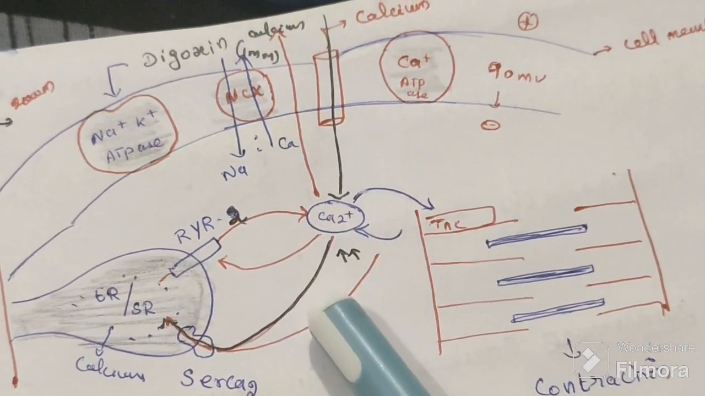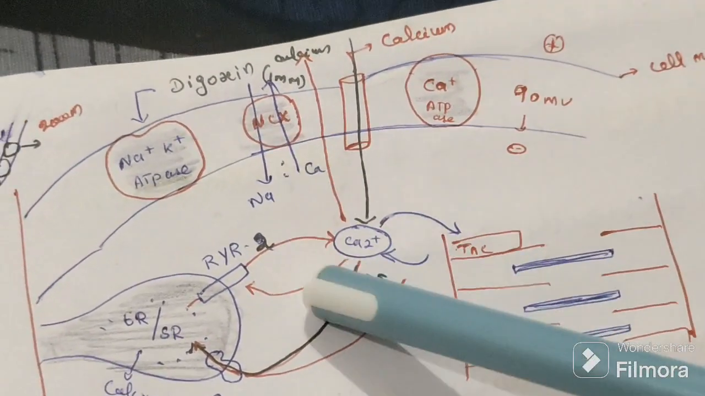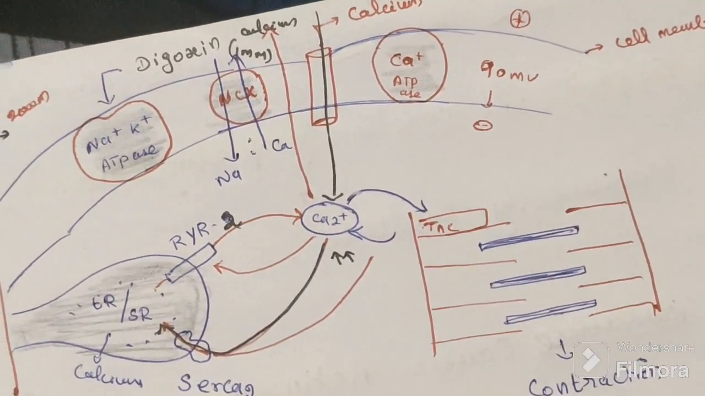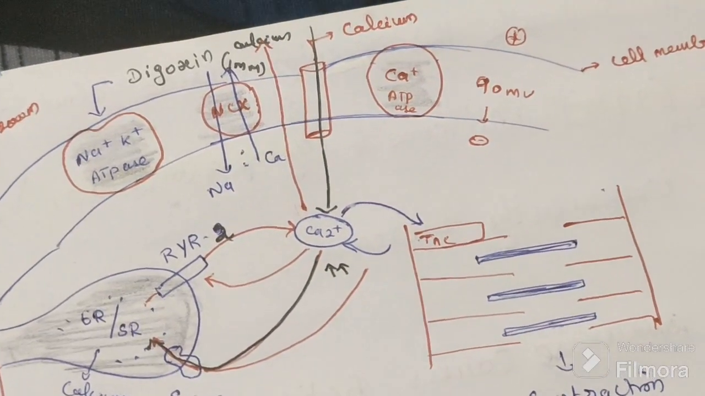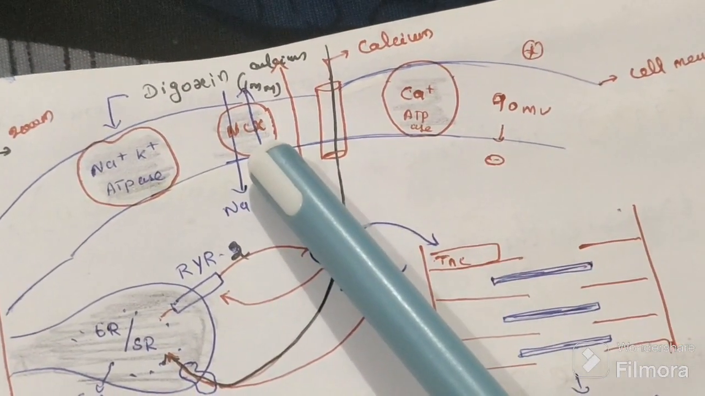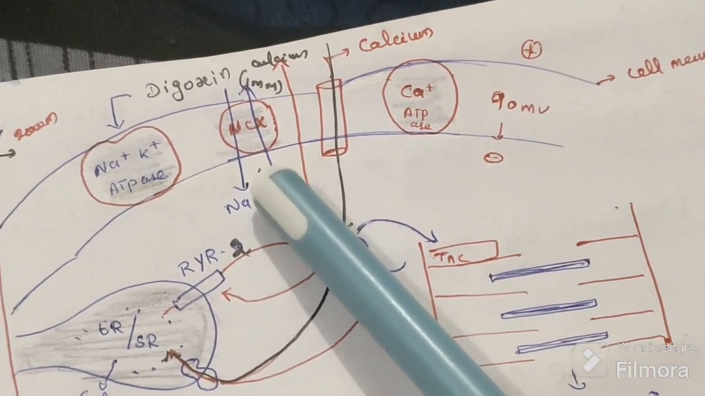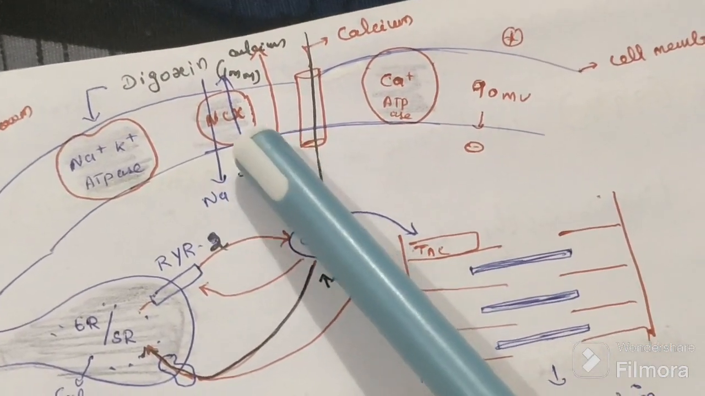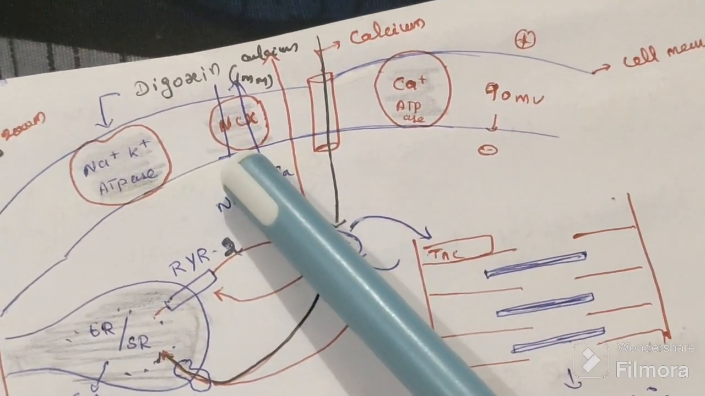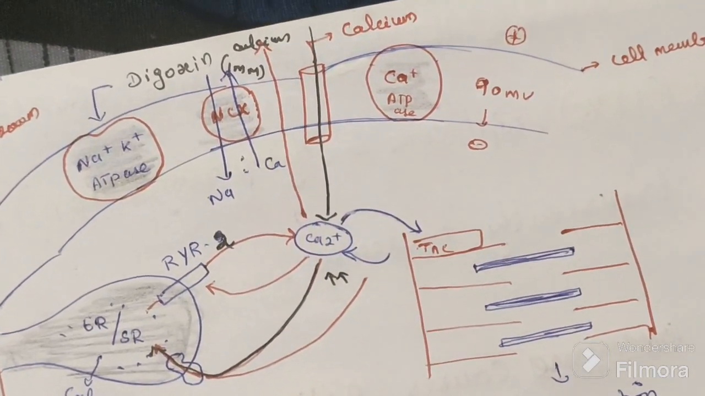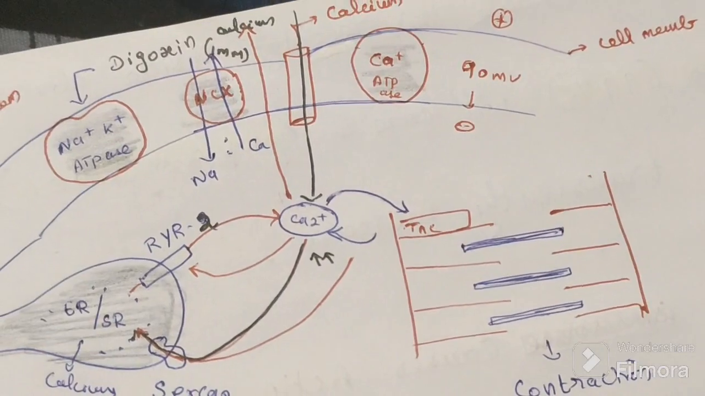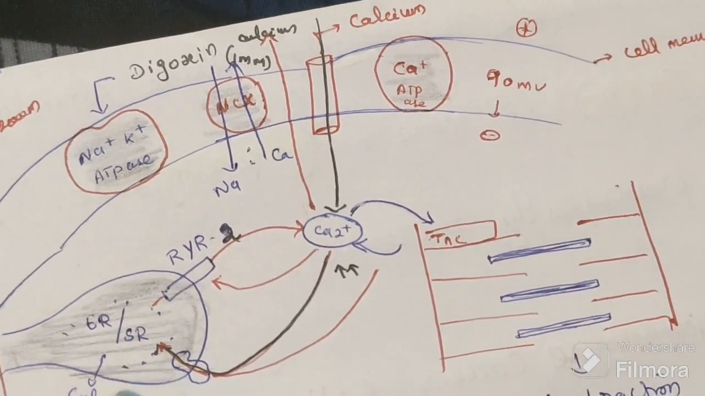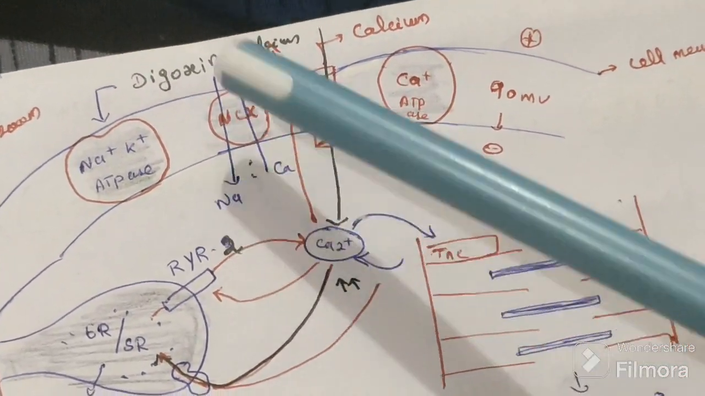Now that 1% calcium wants to go outside, so it will go to a transporter, which is present on the cell membrane. This transporter is called the sodium calcium exchanger, NCX. The calcium will go outside.